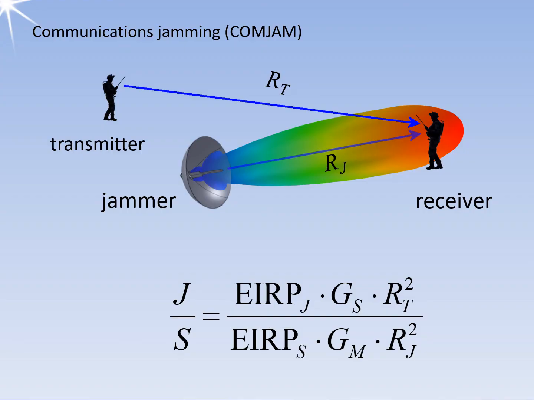EIRPJ means the jammer and EIRPS means the value of the signal's transmitter. GM is the main lobe gain of the receiving antenna. GS is the average gain of the receiving antenna's side lobes. RT is the distance transmitter to the target. RJ is the distance jammer to the target.